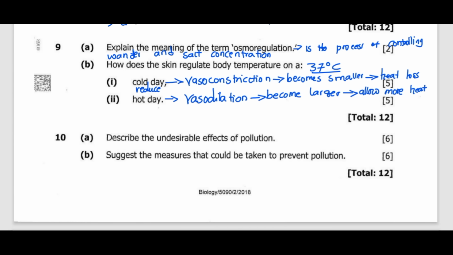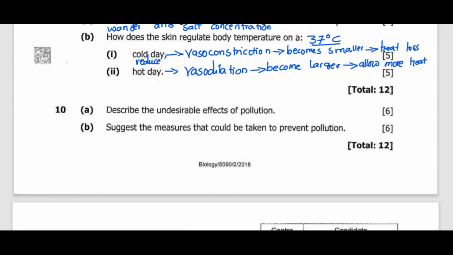Now let's look at the last question here. We are just looking at the undesirable effects of pollution. So what is pollution? Pollution is just the process of ways by which we make the environment or our surroundings unsafe for life. So what are the undesirable effects of pollution?